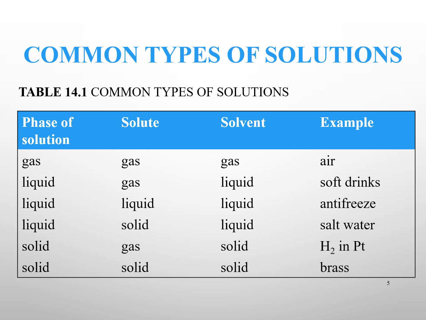So let's look at some common types of solutions. You have gas phase solution, liquid phase solution, and solid phase solution. In gas phase solution, you have gas as a solute, solvent as a gas. So basically a mixture of different gases, and the bigger amount is the solvent. So we have air. And then in a liquid solution, you can dissolve gas in liquid, like in carbonated drinks. You also have liquid and liquid, like ethyl alcohol and water, or antifreeze mixture. Or you can have solid dissolved in liquid, like salt water or sugar water.